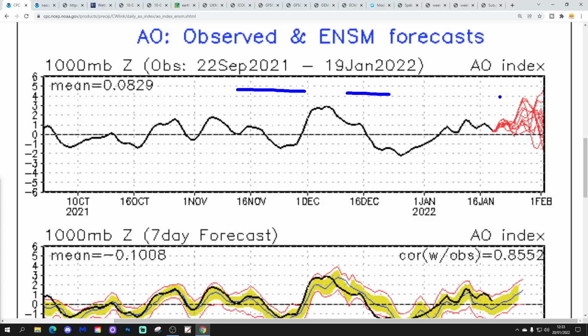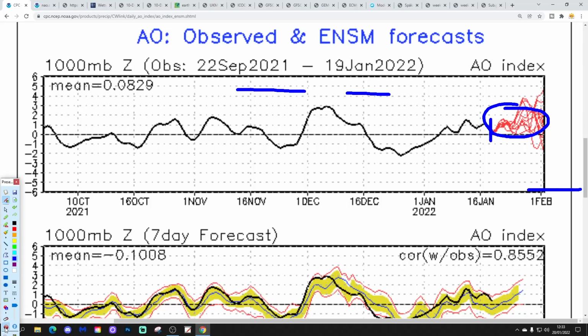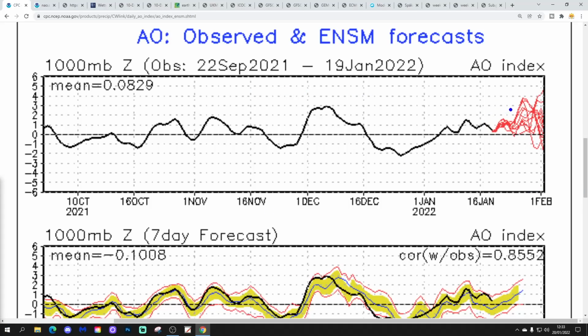So at the moment, we can see from the black line that the AO is weakly positive, and the GFS Ensembles are forecasting that the AO will stay positive right away to the beginning of February and will strengthen in positivity. In fact, we could get an exceptionally strong positive Arctic Oscillation by the end of January and into the beginning of February, and that will be associated with an increase in the stratospheric polar vortex and a powering up, if you like, of the polar vortex and the zonal flow.